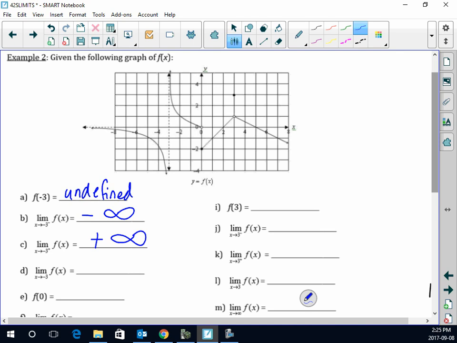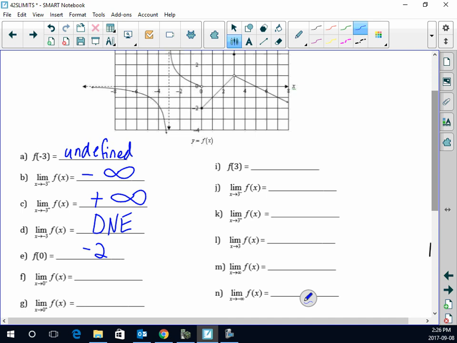Okay, so how about D? What does that mean? It's coming from both sides. Do we know? If one's going to positive infinity and one's going to negative infinity, they're not going to the same place, so does not exist. Hey, you guys are catching on. Yay. Okay, how about f of 0? Negative 2, yeah.